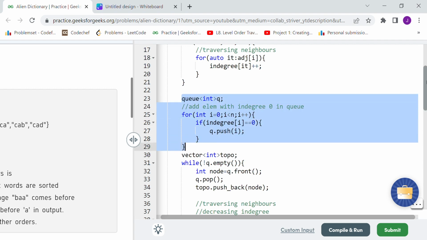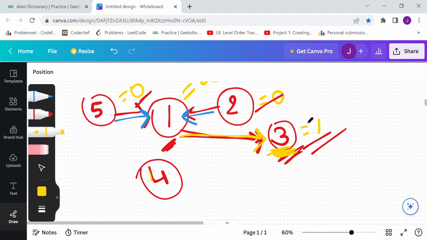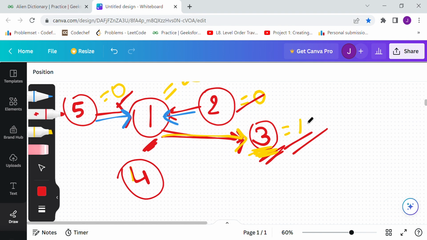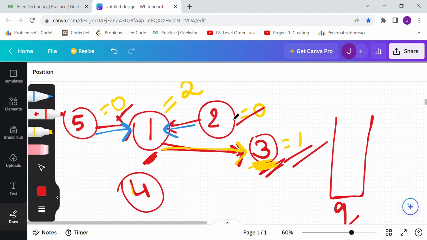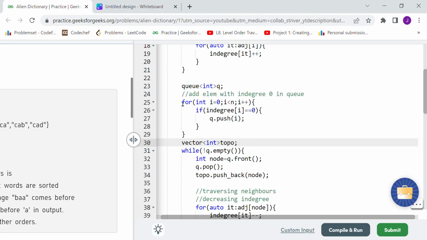Now what we are doing, we are creating a queue data structure, and in this queue, for example in this question, the main thing we will be inserting is all the elements that have in-degree 0. So can you tell me who all have in-degree 0 in this? The elements are 2 and 5. 4 is also an element, right? So 2, 4, 5 have in-degree 0. So I will initially put them in the queue because they have in-degree 0. So here we are declaring the queue, then we are pushing all those elements which have in-degree 0 into the queue.